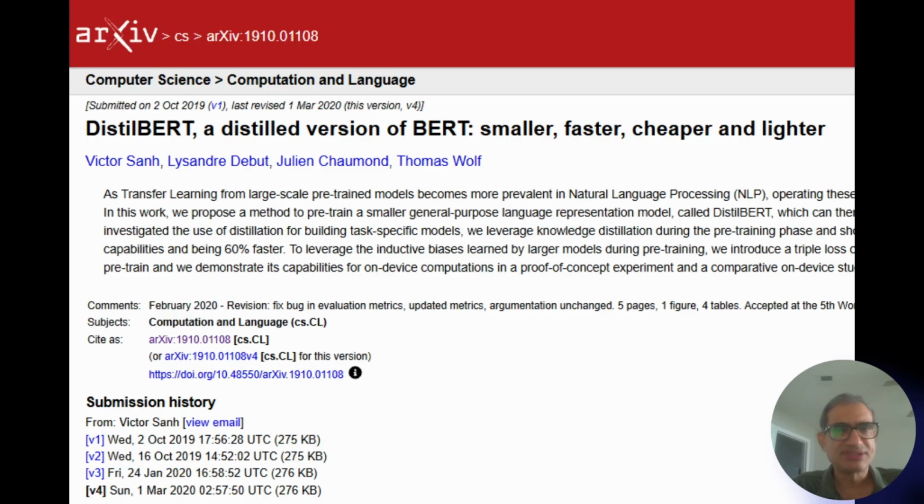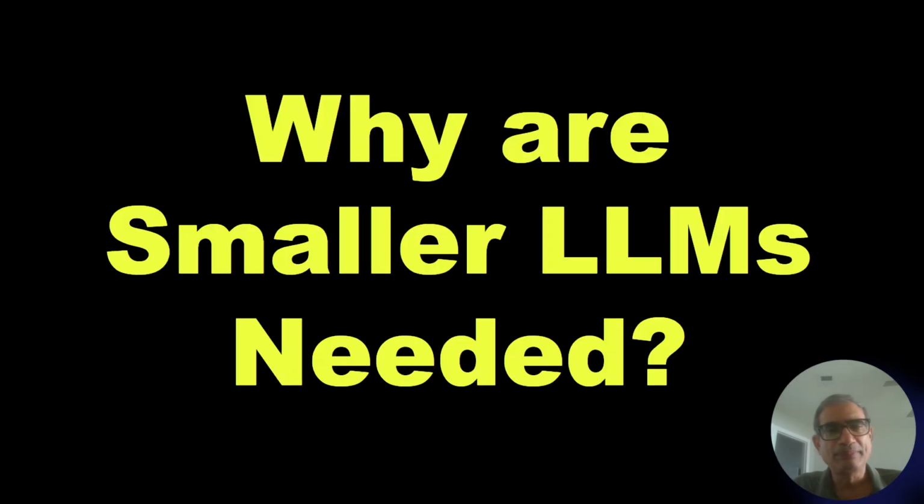Playing around with DistilBERT, and its name is very intriguing to me. A smaller, faster, cheaper, and lighter LLM. And this got me thinking, why do people need or build smaller LLMs?